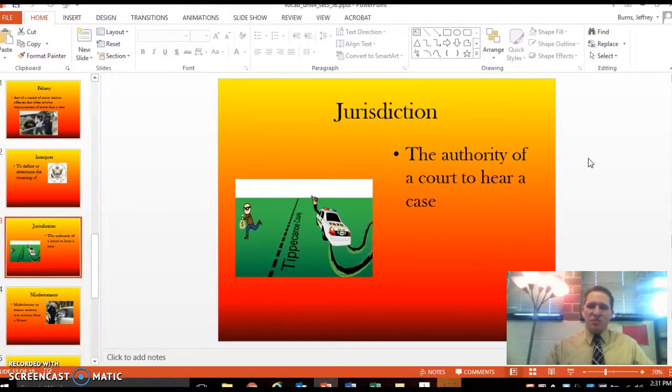Alright, jurisdiction. You usually think about this with police, but we also have this with court. So it's authority. Authority to hear a case. Certain courts have certain types of jurisdiction. We'll talk about original. We'll talk about appellate. Some courts have both. Okay, original means they can hear it for the first time. Appellate means they can hear it for the second time if it's been appealed.